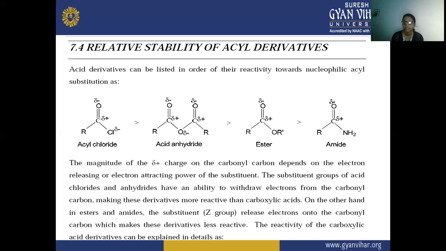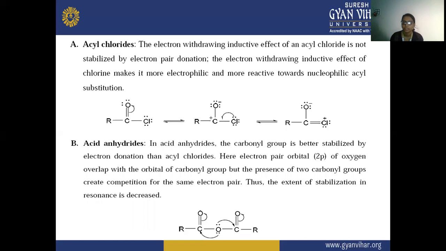On the other hand, in esters and amides, the substituent Z group releases electrons onto the carbonyl carbon, which makes these derivatives less reactive. The reactivity of carboxylic acid derivatives can be explained in detail. In acyl chloride, the electron withdrawing inductive effect of chlorine is not stabilized by electron pair donation, making it more electrophilic and more reactive towards nucleophilic acyl substitution.